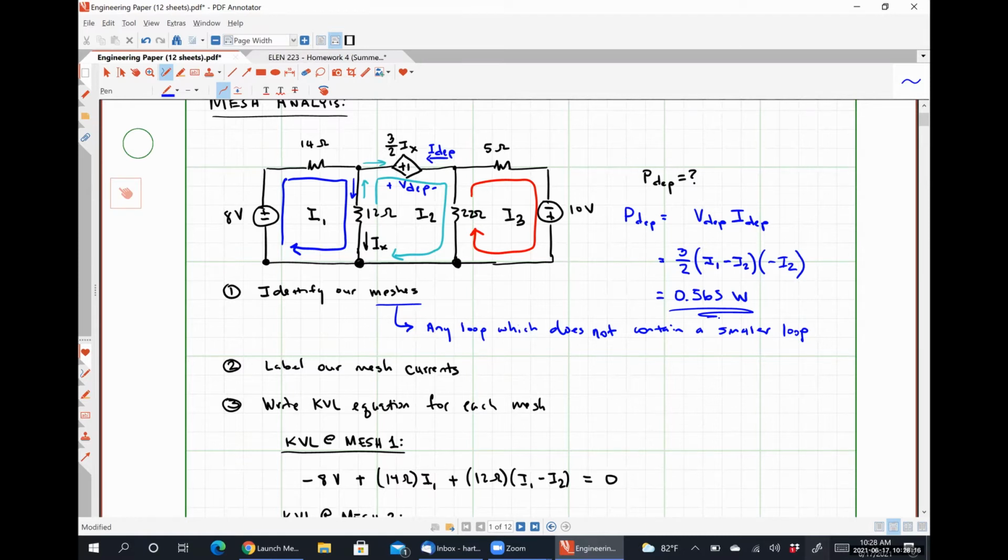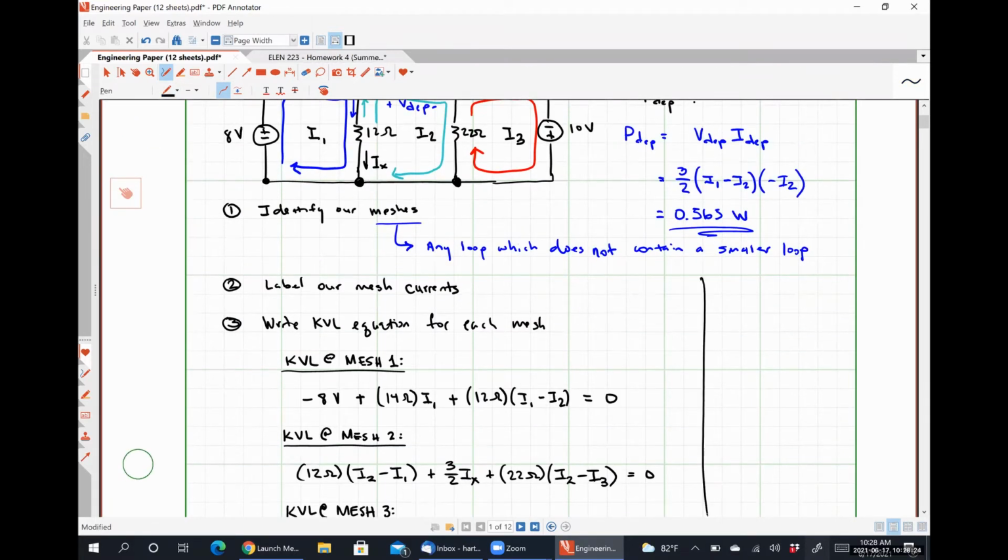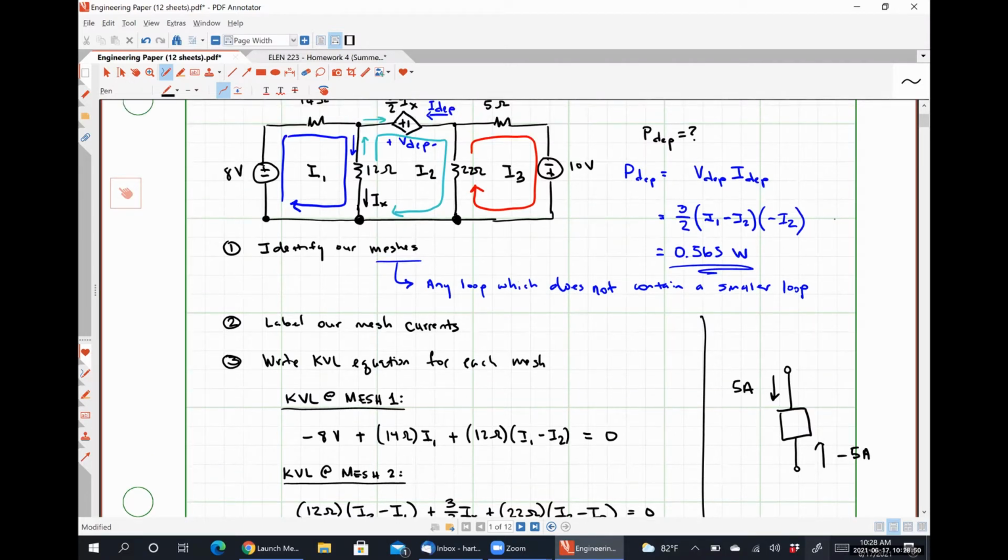Right. So this goes back to what we talked about on our very first lecture. So let me draw a little something here. If I have a generic circuit element, and I say that there is a current of 5 amps flowing down, that is the exact same thing as me saying that there is a current of negative 5 amps flowing up. That's the exact same situation we have for our dependent source. It's just oriented in a right to left configuration.